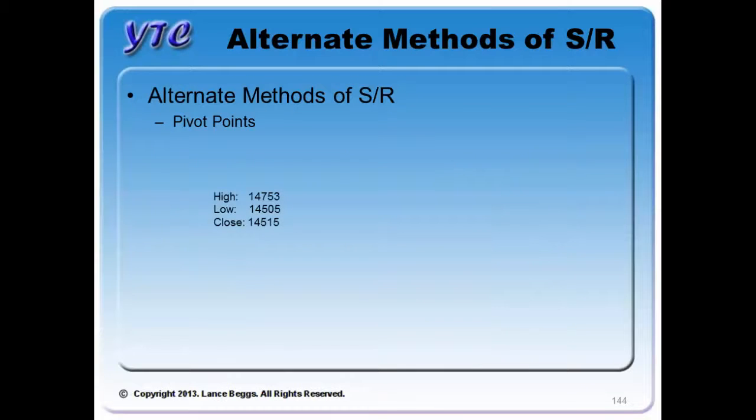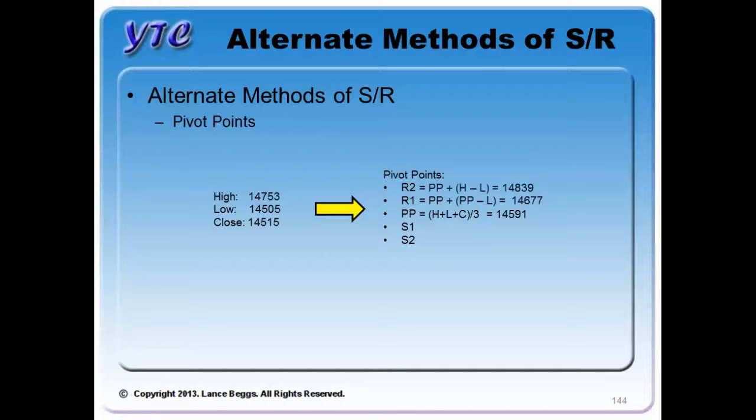We take these figures, the high, low, and close, and use them to derive values for a price level called the pivot point, which is simply an average of the three values, high plus low plus close, divided by 3. We then also do mathematical calculations for two higher resistance levels, R1 and R2, as shown, and the same for two lower support levels, S1 and S2.